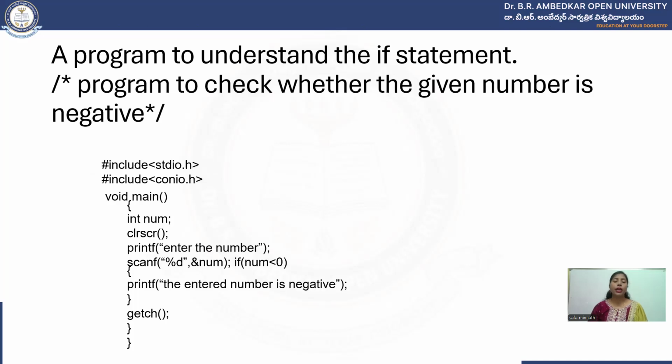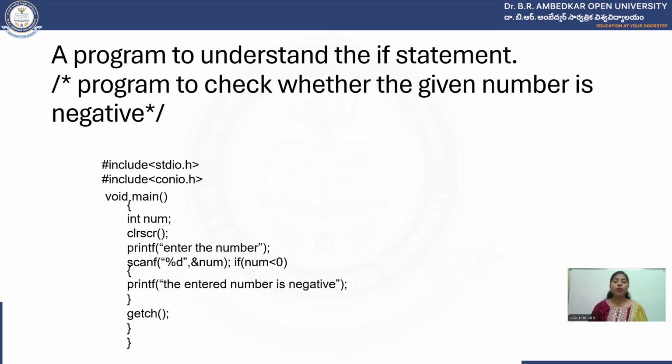What variable am I taking here? num is my variable, because I am checking the number, whether the given number is negative or positive. Then I enter the number, using the printf statement to prompt and the scanf function to read the number data. Then I check the condition: if num less than 0.